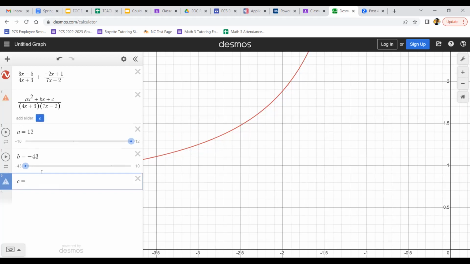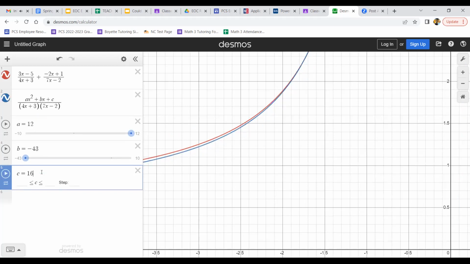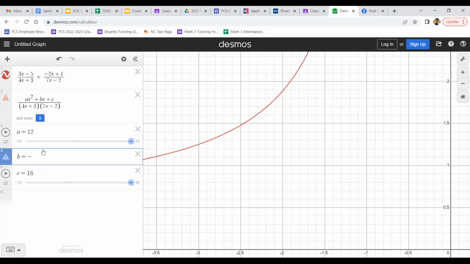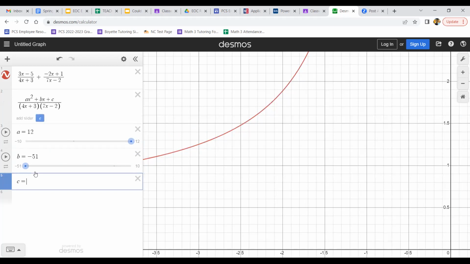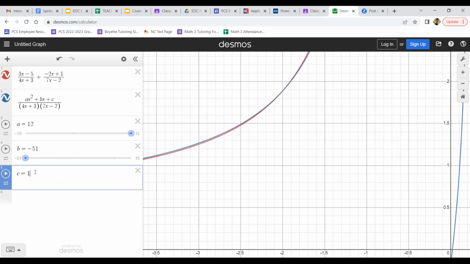13, 16. And then I tried the fourth, -51. And then I tried all the C values: -7, -3, 13, 16. So what I just found is I tried 12 with every single B value and every single C value. So what does that tell me about 12? It cannot be 12. Okay, so get rid of 12. It's definitely not that one.